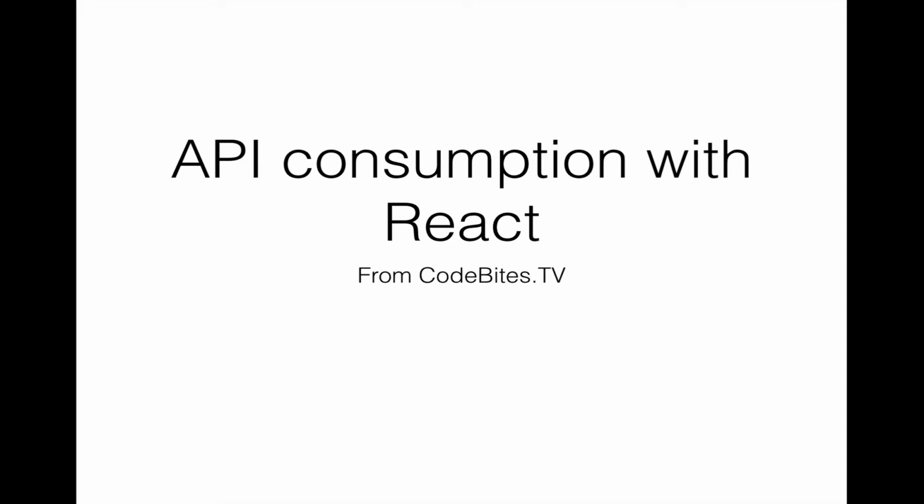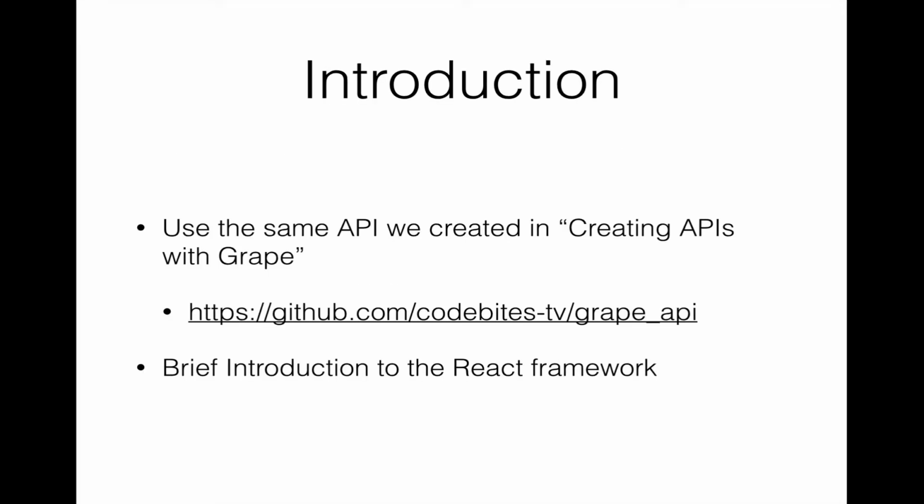Today, we'll be discussing API consumption using the React framework by Facebook. In today's screencast, we will start not with an empty Rails project, but with the Rails project that we created in the previous screencast that created an API using Grape. If you don't have that code available or want to start fresh, please feel free to grab the code from GitHub. Once we're set up, we will go through and create a basic React front end to consume the API.